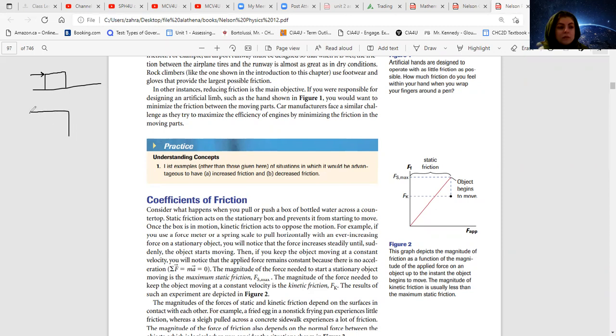Because here is the box and here are the bumps of the box when it contacts the surface of the ground. And the ground has its own bumps, right? These two sets of bumps are locked in each other. That's why you need to apply a very high force to make them get out of each other.